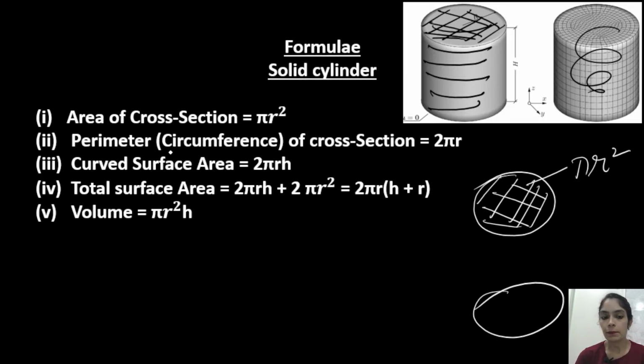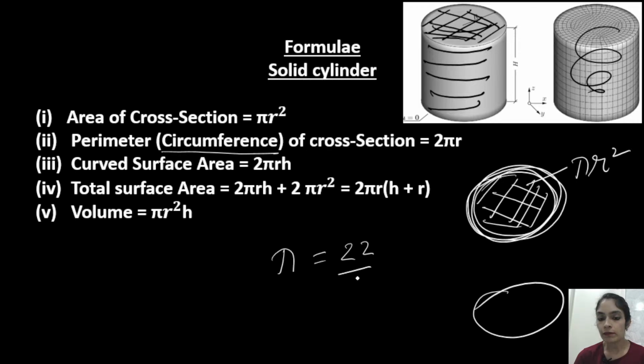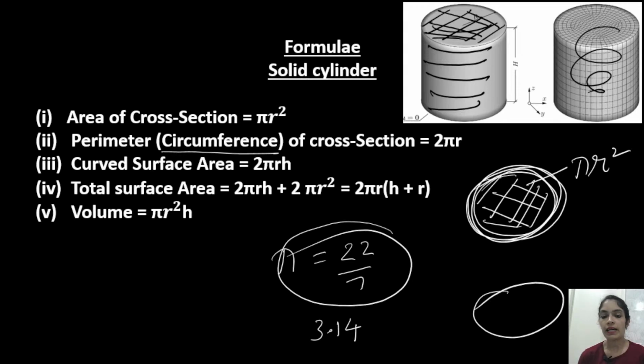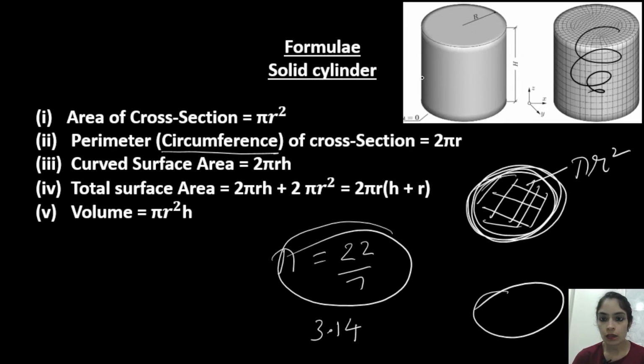Perimeter of cross section. Perimeter means circumference. We know the formula of the circumference of the circle also: circumference of the circle is 2 pi r. Pi's value here we always take as 22 by 7. Sometimes if it is given we have to use 3.14, but most of the time we have to use 22 by 7. Then curved surface area. The curved surface area's formula is 2 into pi into r into h. What is the curved surface? Only this curved part. If you have to find its area, its formula is 2 into pi into r into h.